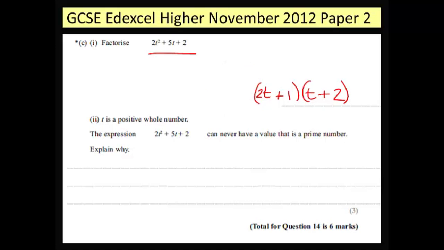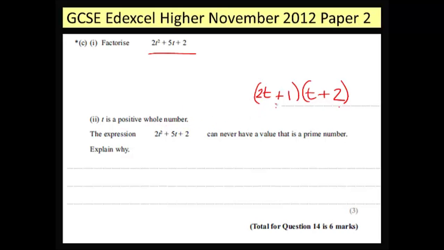Okay, part I, t is a positive whole number. This expression can never have a value that is prime. Explain why. Well, the secret to answering this lies in the bit before it. I can see that this expression is made from 2 distinct factors. Now, prime numbers can still be made of 2 distinct factors, but what happens is one of them must be 1 and one of them has got to be the number itself.